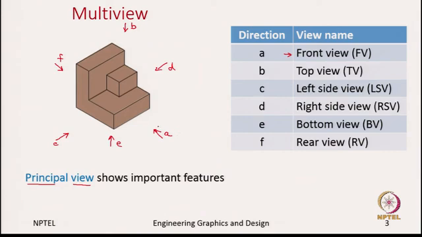For example, I may choose A as my front view and some other person might choose something else as the front view. That might vary, but the basic principle is you need to find a principal view which shows all the important features, and most often this principal view is made the front view.